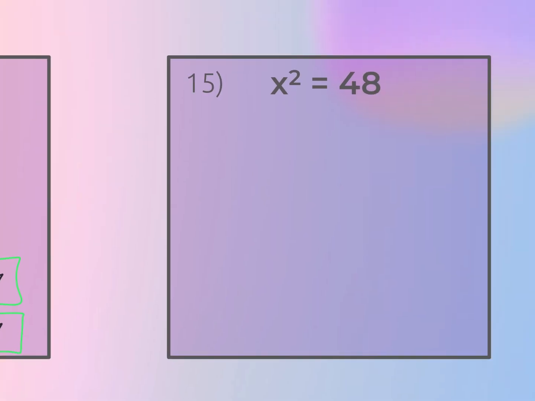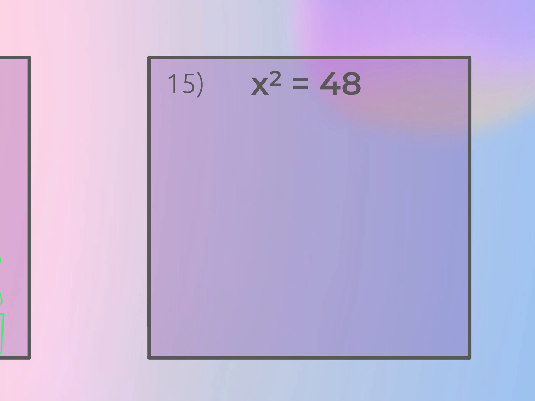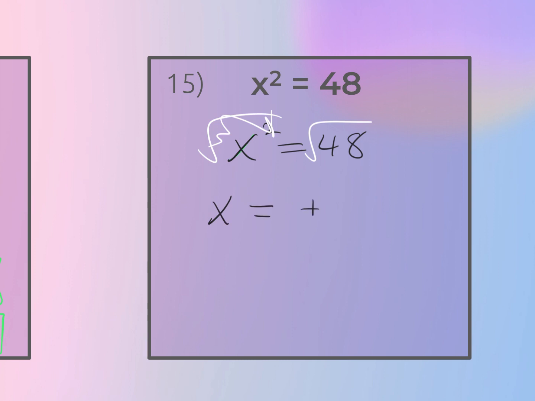So for this one, already isolated, so x squared equals 48. Square root both sides. Square rooting a square makes the x come out. I now have both positive and negative, the square root of 48. 48 is not in simplest radical form. I need to break it down.